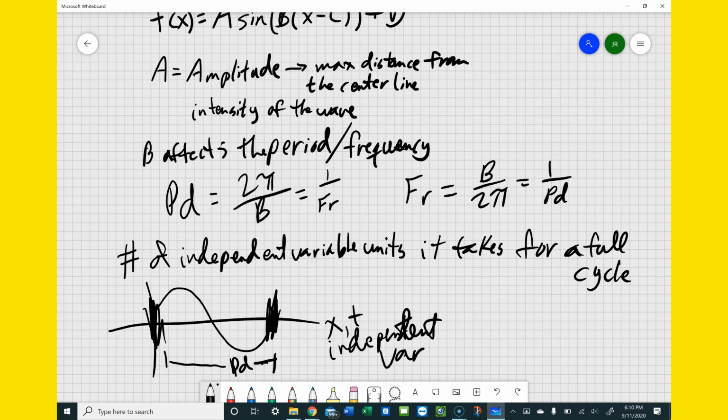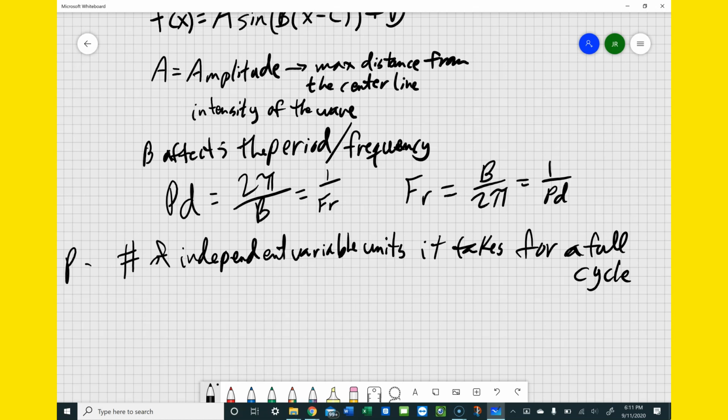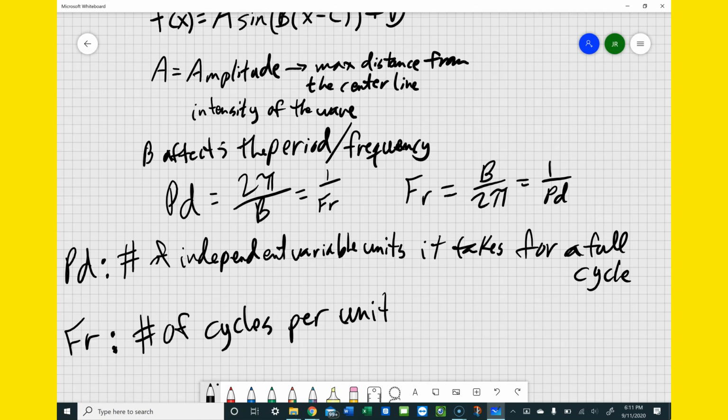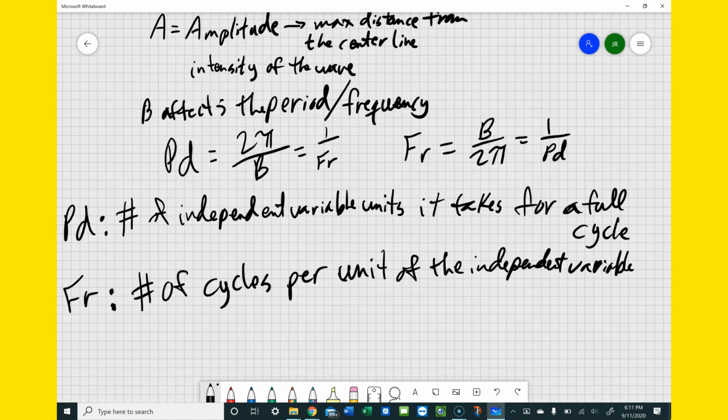It's the amount of time or the number of units that it takes to go through a full cycle. That's the period. The frequency is kind of the inverse of that. It's the number of cycles per unit of the independent variable. So it's how many cycles it goes through. If we're talking about real life, it's probably the number of cycles per unit of time, per second or per minute or per year or whatever.